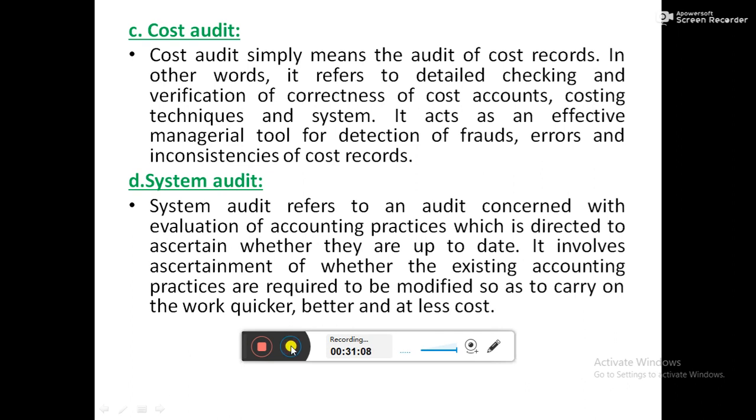So, in simple terms, system audit is one where the auditor will evaluate prevailing accounting practices of the organization and ascertain whether the accounting procedures or practices they are following are up to date. If it is not up to date, he will suggest an advanced method of accounting practices. When he suggests modifying the existing accounting practices, it leads to less cost, better performance, and consumes very less time to follow in the organization.